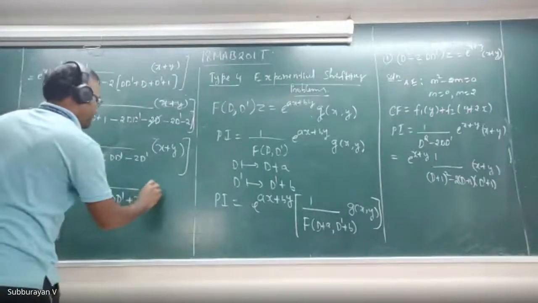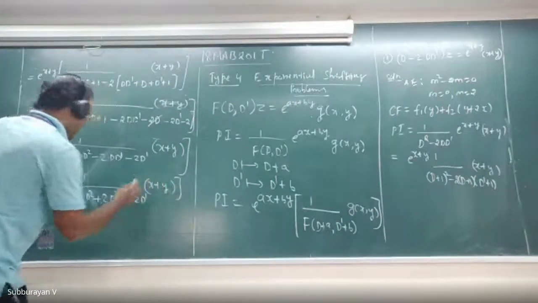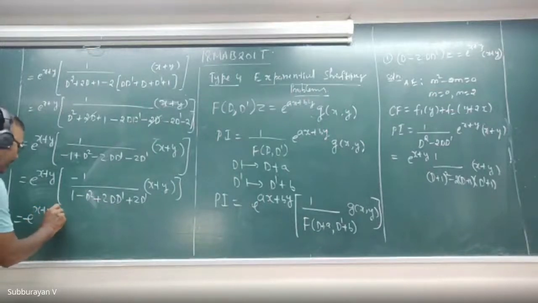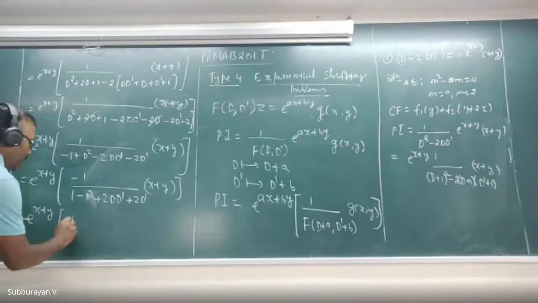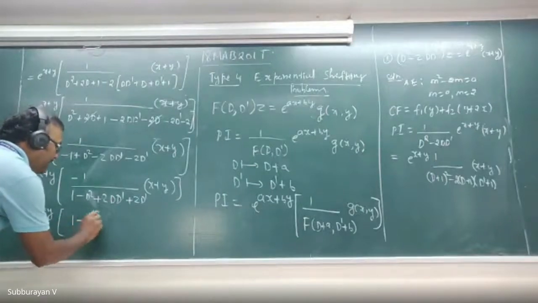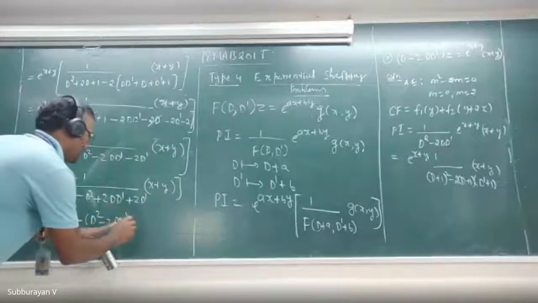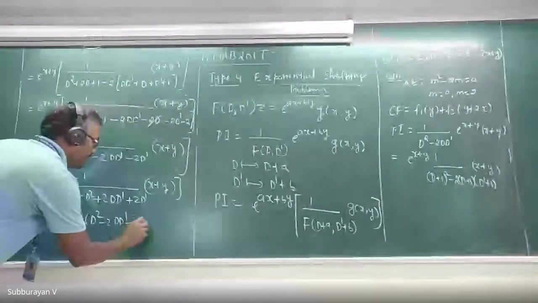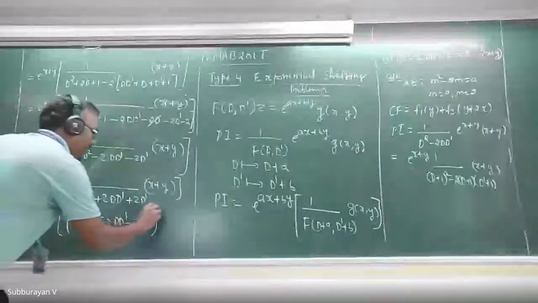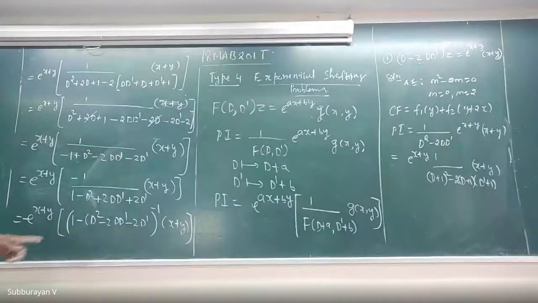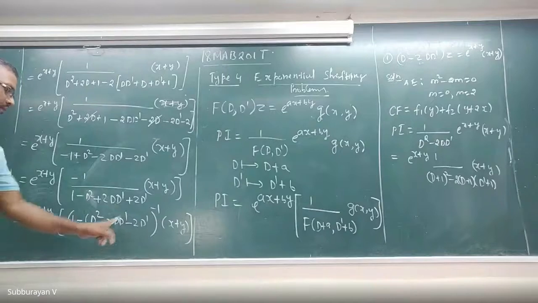Okay, into x plus y. That is equal to e power x plus y minus e power x plus y into 1 minus of D square minus 2 D dash, and minus 2 D dash, whole power minus 1, into x plus y. It is of the form (1 minus x) whole power minus 1.